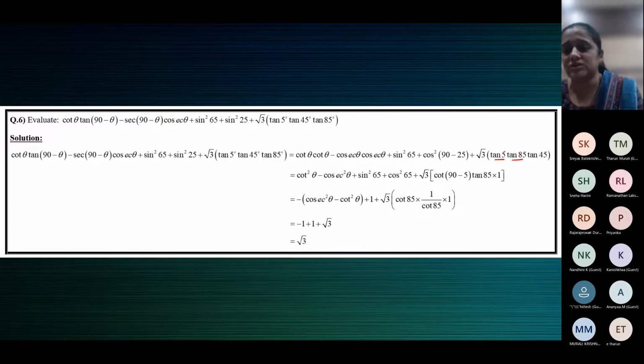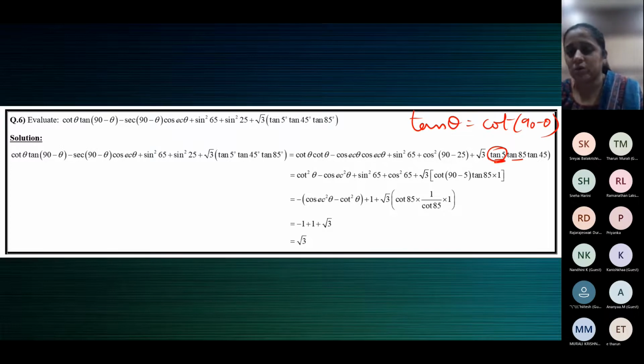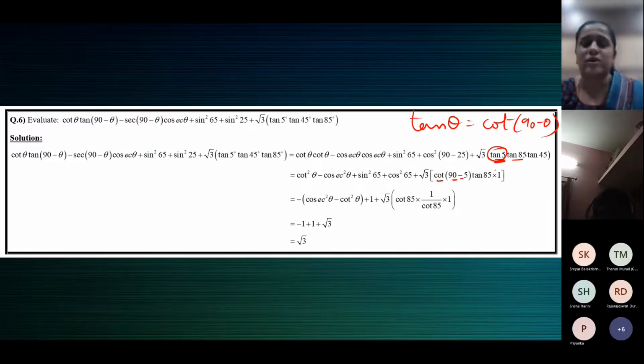Now using complementary ratios, tan 5 degrees is equal to, what is tan theta? Tan theta is equal to cot 90 minus theta. Why should you use this? Because we have tan 5 here, which is like tan theta. So cot 90 minus theta, with theta as 5. Change any one of the paired ratios, tan 5 and tan 85. Don't change both. So tan 5 is cot 90 minus 5, which is cot 85 in the next step.